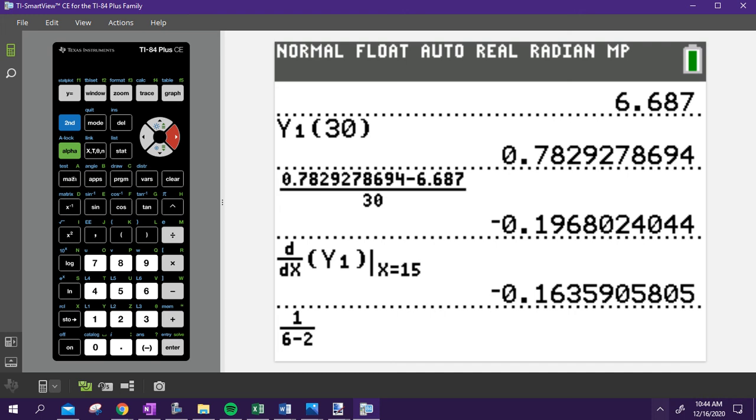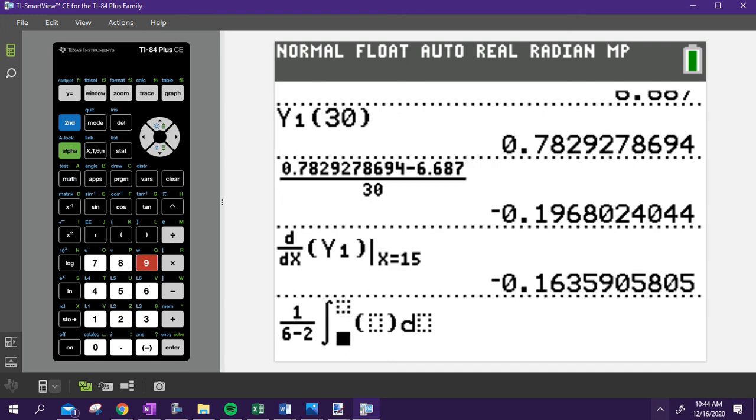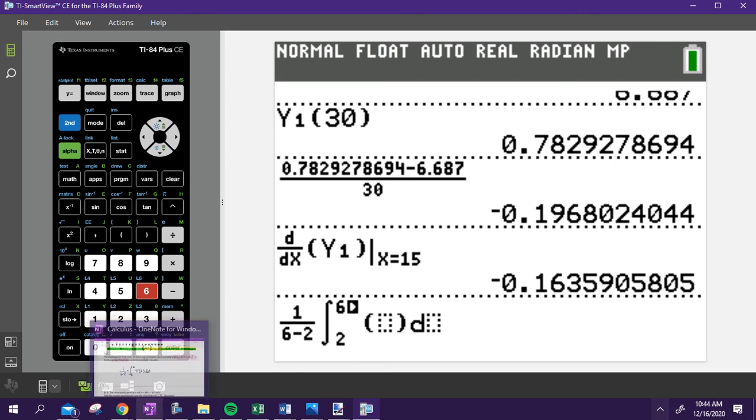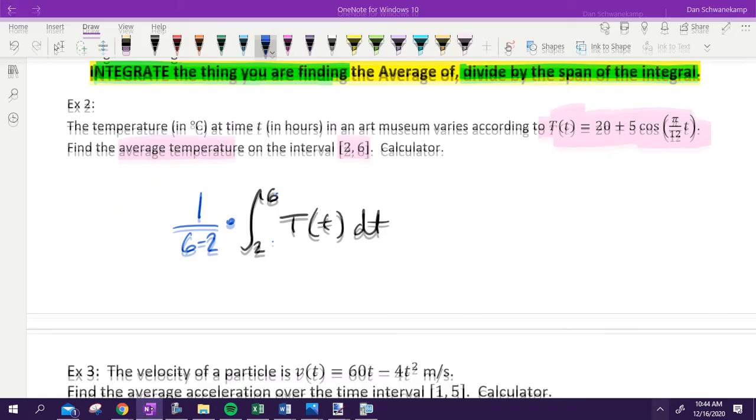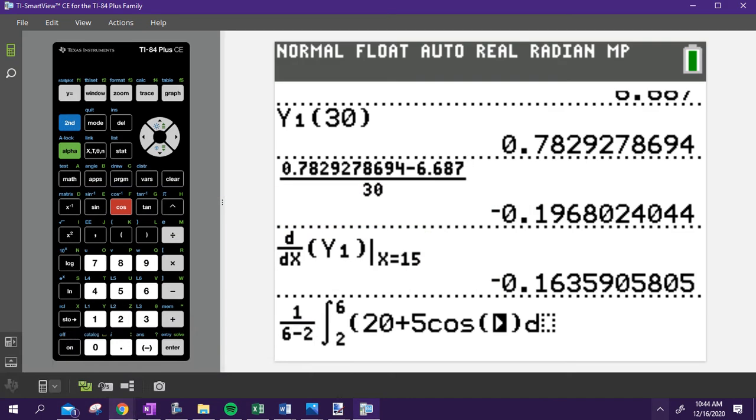And then we want to integrate, so we're going math 9. I'm integrating from 2 to 6, and I'm typing in that equation. So my equation, 20 plus 5 cosine, and then it's pi over 12t. So pi over 12t. You could use the fraction bar there as well if you want to.